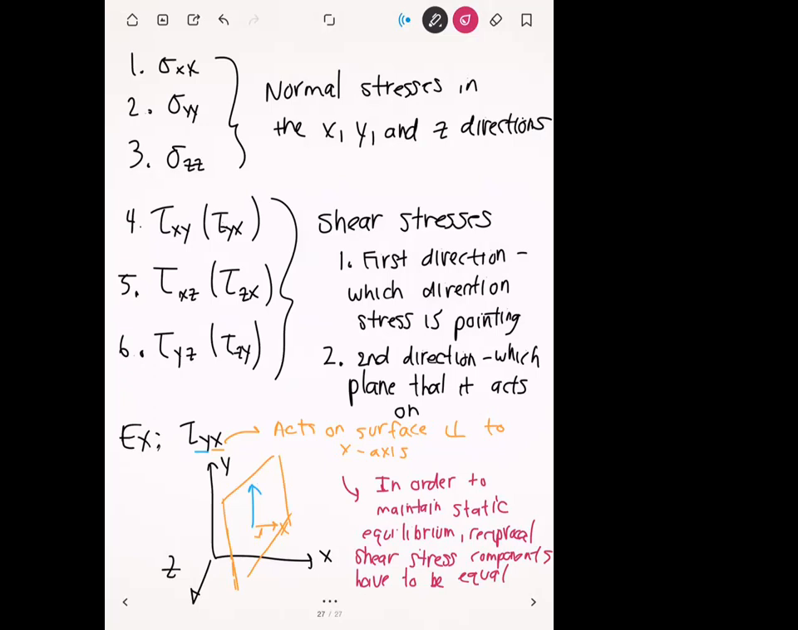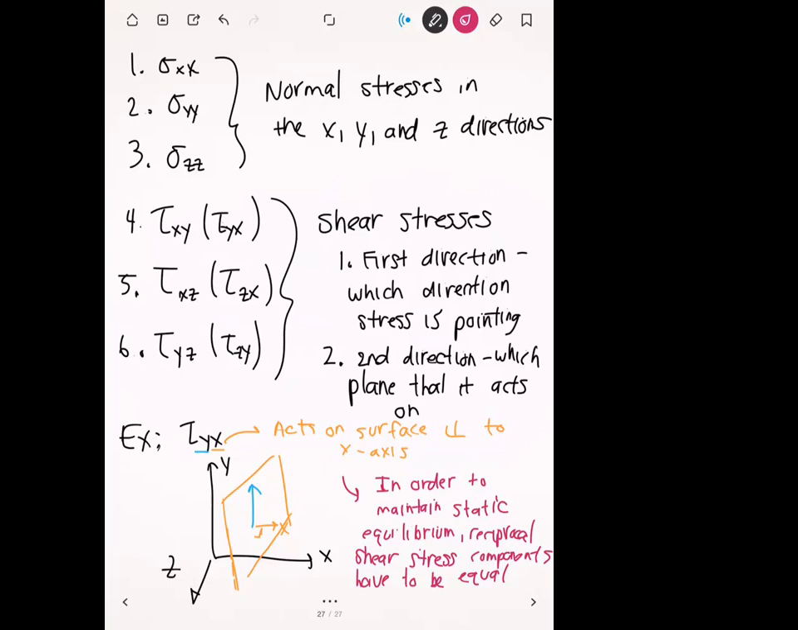Right. And so you can prove this, so it's not something I'm coming up with out of thin air. I think it's a proof that's classically done in a strength of materials class. We're not going to prove it here, but just know that once you swap the two letters, you get the same thing back, and the reason for that is static equilibrium.